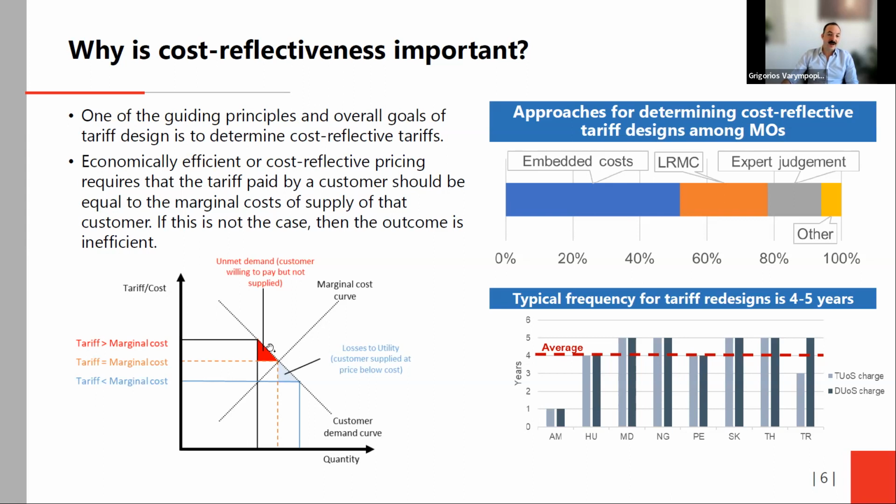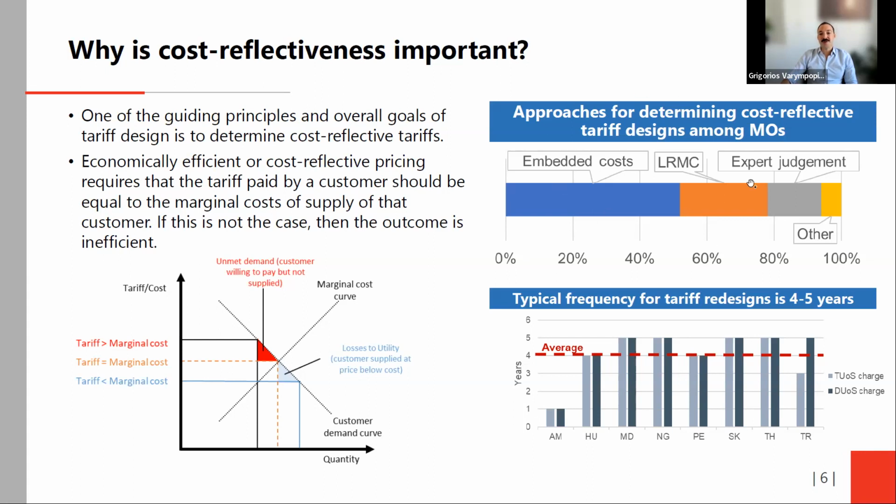On the other hand, if we have tariffs that are higher than the marginal cost of supply, then consumers do not consume as much as they would if the tariff was at the marginal cost. So we lose some of the energy that could be supplied to the economy, and thus we get unmet demand.